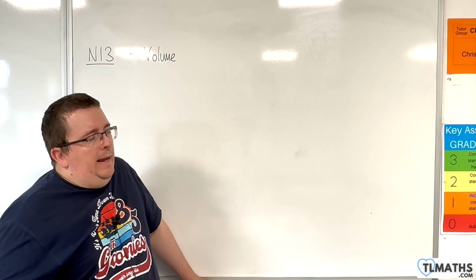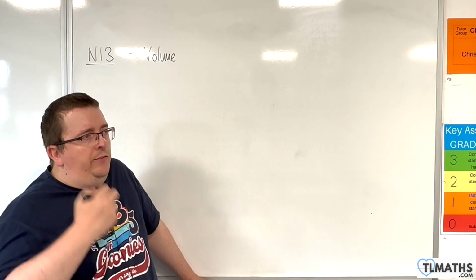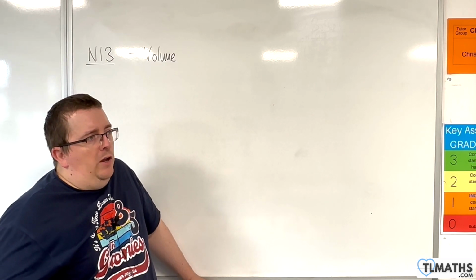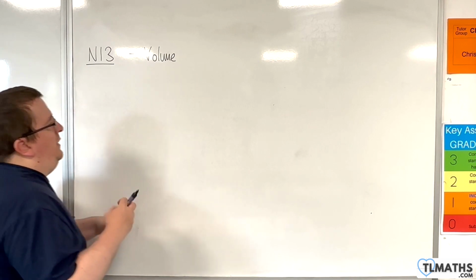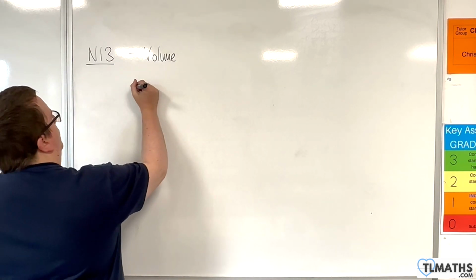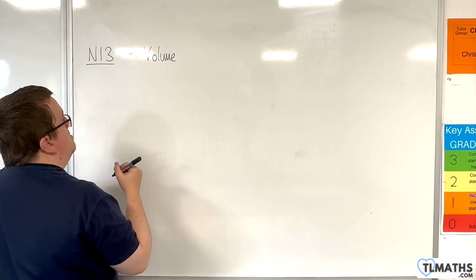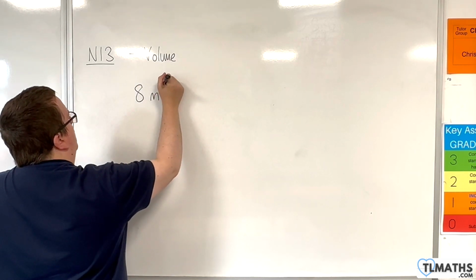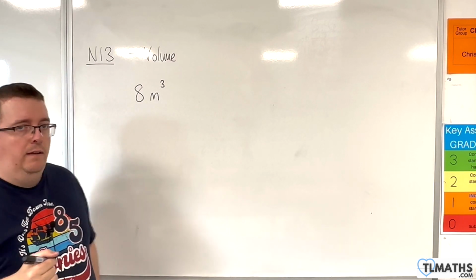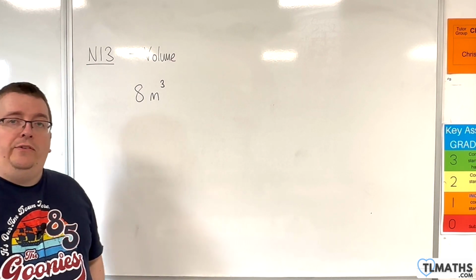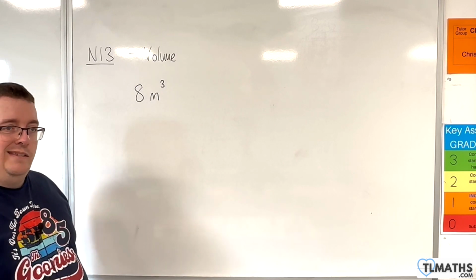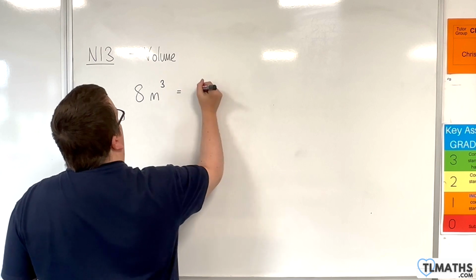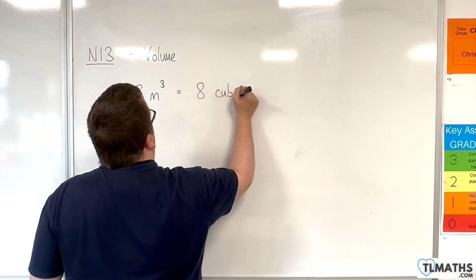In the previous video, I talked about the difference between square metres and metres squared. And that carries through here as well. So when we talk about, let's say, 8 m with a 3, okay, like this, then we refer to this as 8 cube meters. Okay, so 8 cube meters.